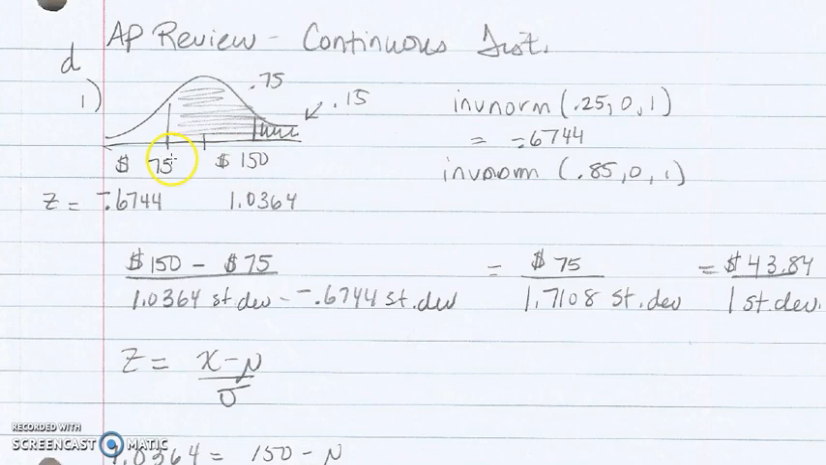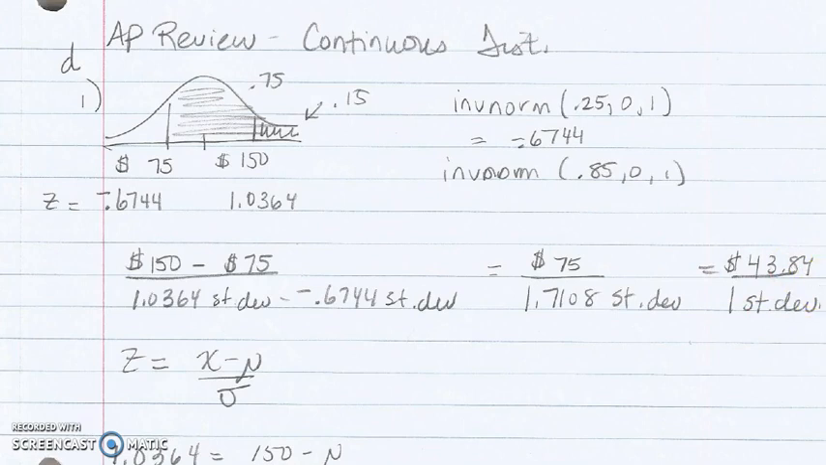And so this distance is proportional to this distance. And so I just took 150 minus $75 on top, a difference of $75, and then I took this z-score minus this z-score, which gave me a difference of 1.7108 standard deviations. Well, I don't want to know $75 for every 1.7 standard deviations. I want to know how many dollars for every one standard deviation. So all I did was just divide the top and bottom by 1.71, or just 75 divided by 1.71, and that tells me then for one standard deviation unit, it is a value of $43.84.